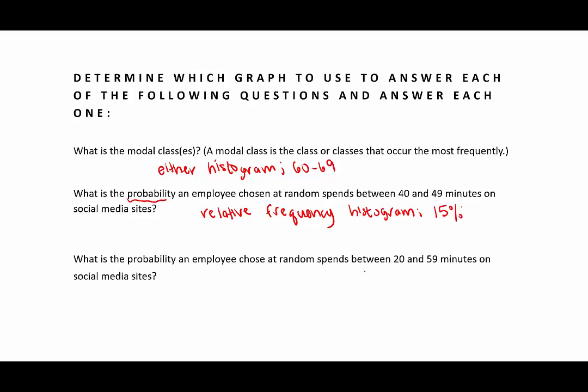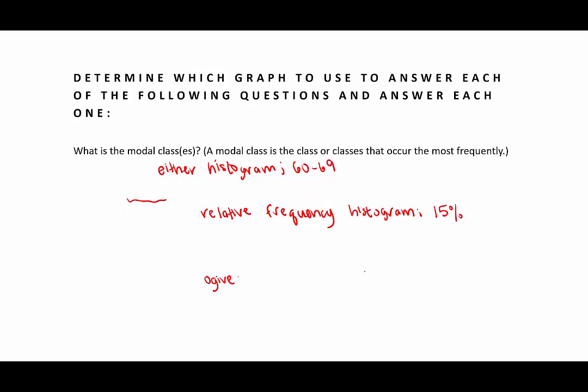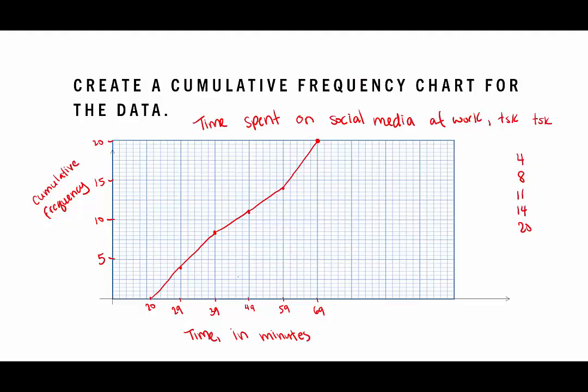Last up, what is the probability an employee chosen at random spends between 20 and 59 minutes on social media sites? For this one, if we use process of elimination and inductive reasoning, we're going to go with the ogive. How would we use the ogive to help us with this? Well, it's keeping a tally. So 20 to 59. Here's 59 here. We pull up and we see we're at 14.